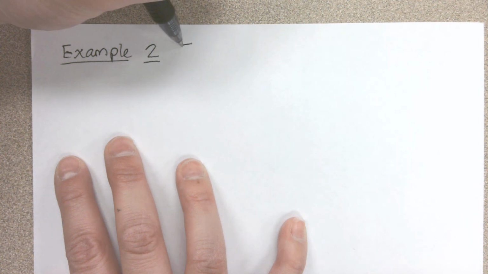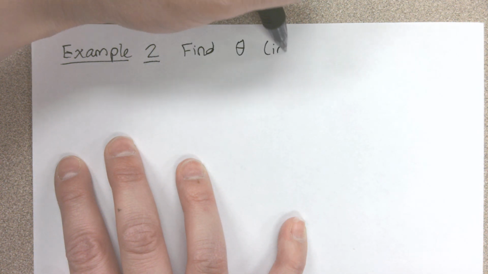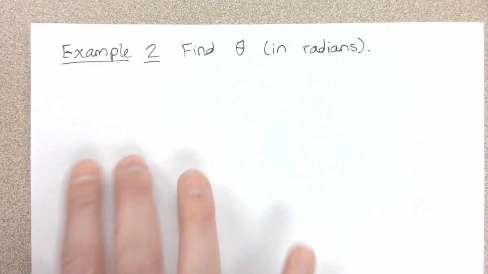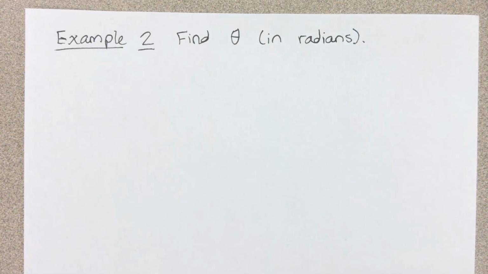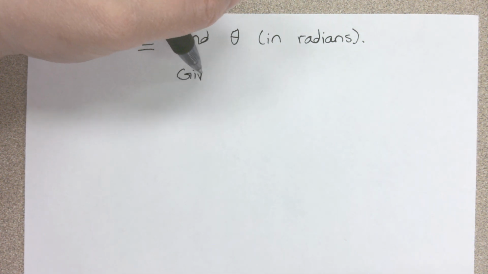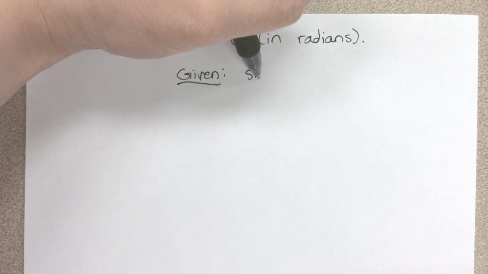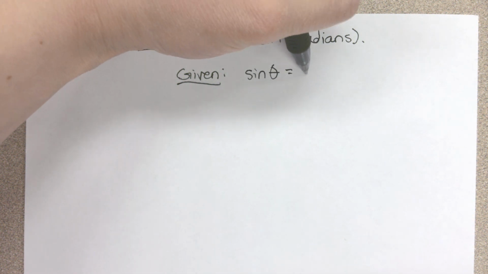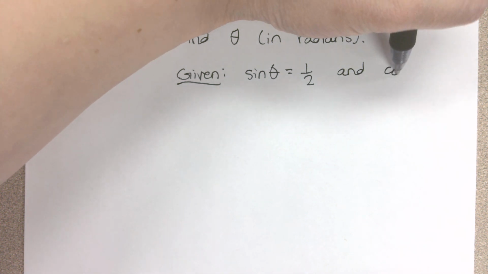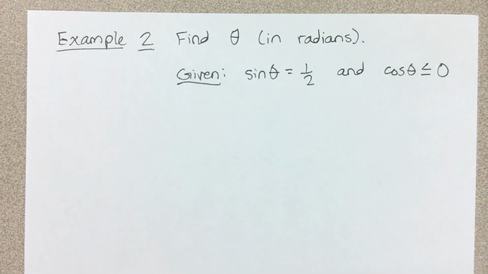Example 2, we'll find theta, this time in radians. Our givens: sine of theta is equal to 1/2, and cosine of theta is less than or equal to 0.